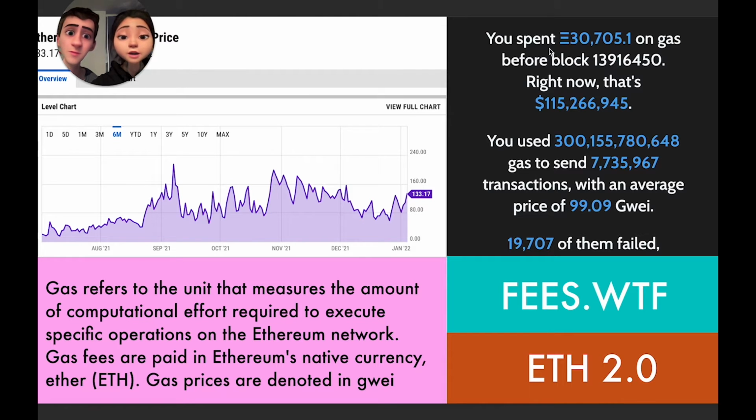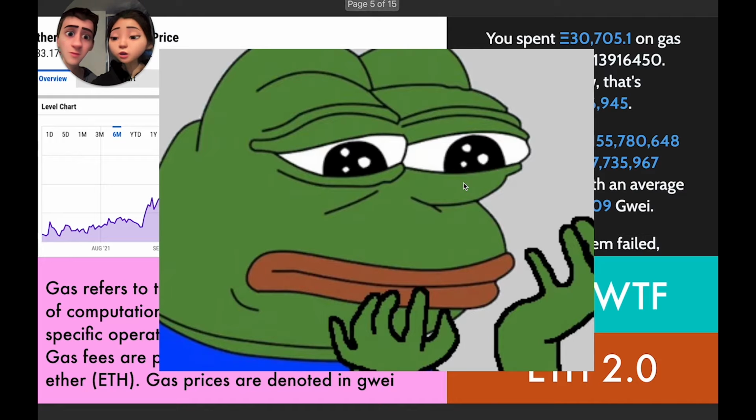Essentially, you can see the screenshot from fees.wtf. This person has spent 30k ETH. That's a crazy number. What can we do? How do we reduce the gas fee when we do transactions on Ethereum network?